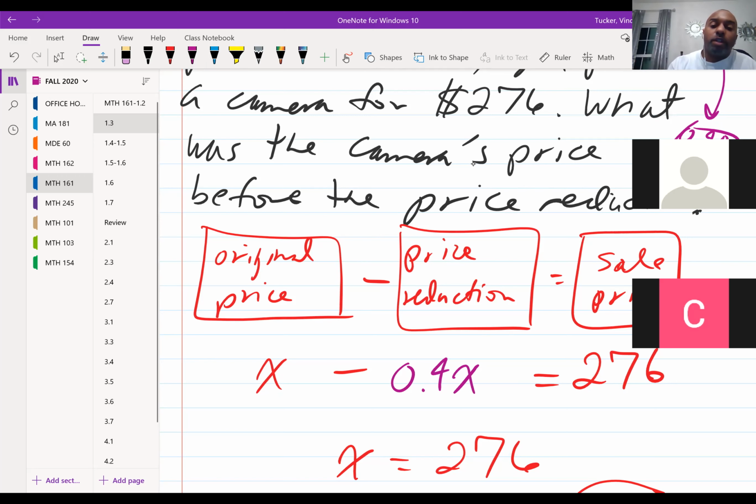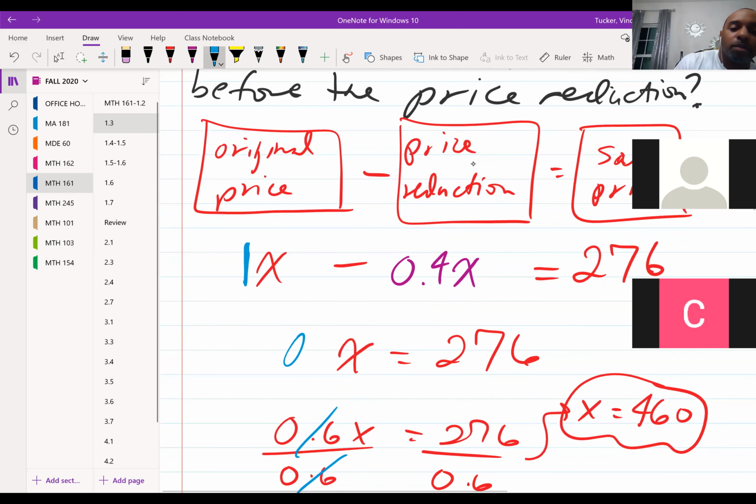All right. So the next step, notice we have 2 terms that have X involved. We need to combine the like terms. Be careful with this. A lot of people make this mistake. There's a 1 in front of this X. So we're actually doing 1 minus 0.4, which would actually give us 0.6.